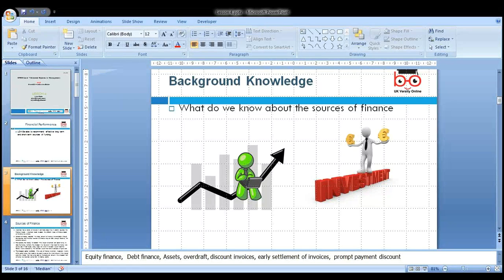Keeping in view the sources of finance, we have to make a decision. Either we go for equity financing or debt financing, we can sell assets to raise finance, we can use our overdraft, or we can discount our invoices, meaning the money we're supposed to receive from our customers. Those invoices we can give to the bank and raise some finance. With early settlement, we can say to the customer, if you pay early we'll give you a prompt payment discount. It means we can offer an early settlement discount, but it will cost the business.